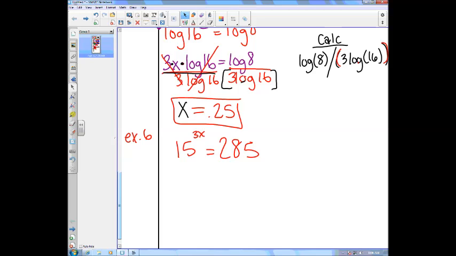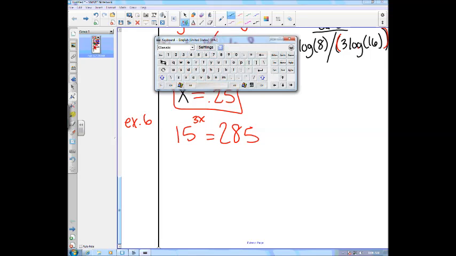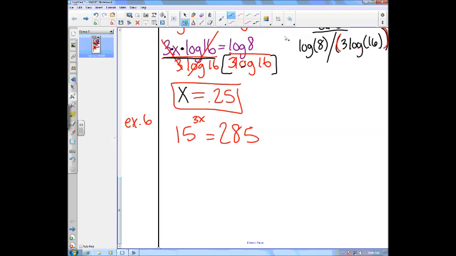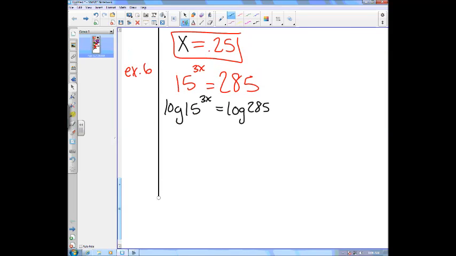All right, I'll just write on the floor. We have a lot of hands popping up, but most everything's been looking good. So this is what you should have done. Check your work. Oops. You should log both sides. Then you pull the exponent down in front with multiplication. 3x times log 15 equals log 285.